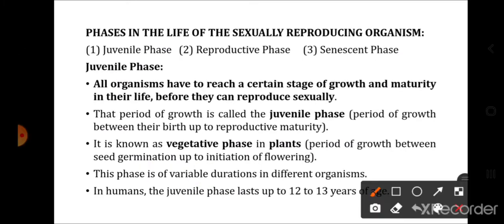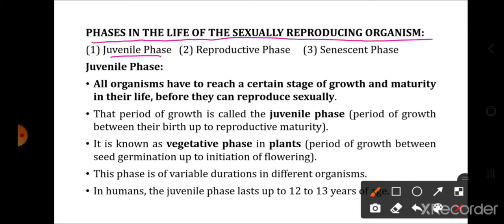Now, we are talking about sexual reproduction. Those organisms which reproduce sexually pass through certain phases of life. So, which are the different phases in the life of a sexually reproducing organism? Basically there are 3 phases in the life of the sexually reproducing organism.